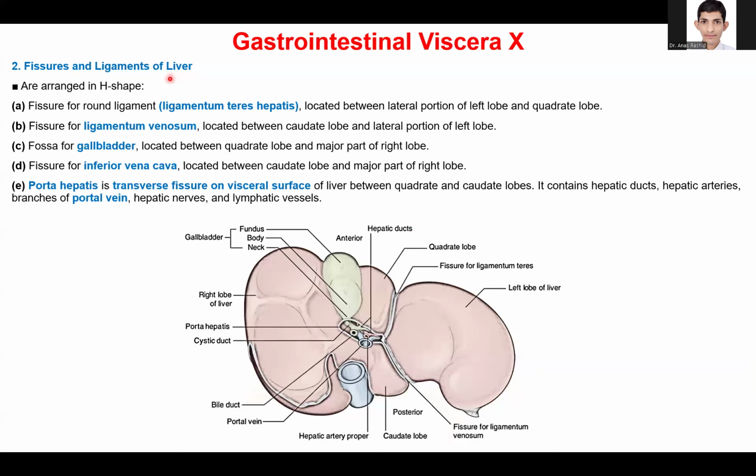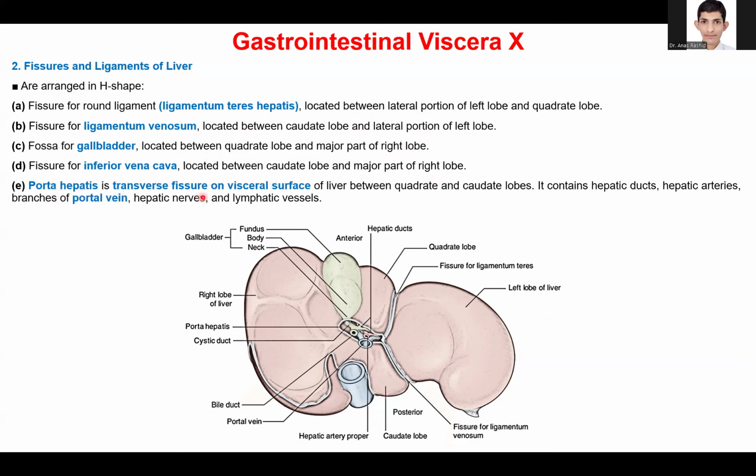Fissures and ligaments of the liver are arranged in an H shape. The fissure for the round ligament, ligamentum teres hepatis, is located between the lateral portion of the left lobe and the quadrate lobe. The fissure for ligamentum venosum is located between the caudate lobe and the lateral portion of the left lobe. The fossa of the gallbladder is located between the quadrate lobe and the major part of the right lobe. The fissure of the inferior vena cava is located between the caudate lobe and the major part of the right lobe.